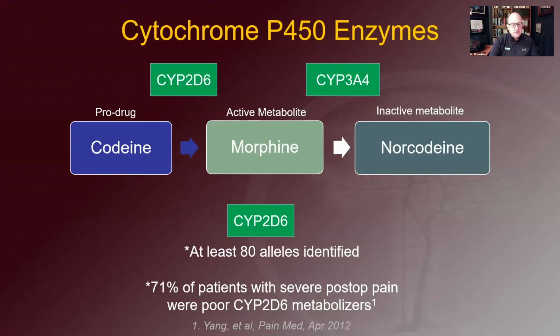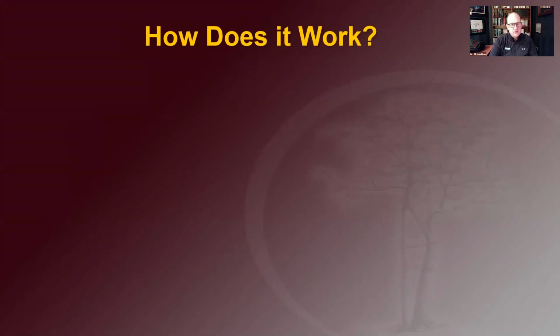There's 80 alleles identified. And when you start to get into the research on this, you'll see that there's an extensive amount that's been published on this. So how does pharmacogenetics work?